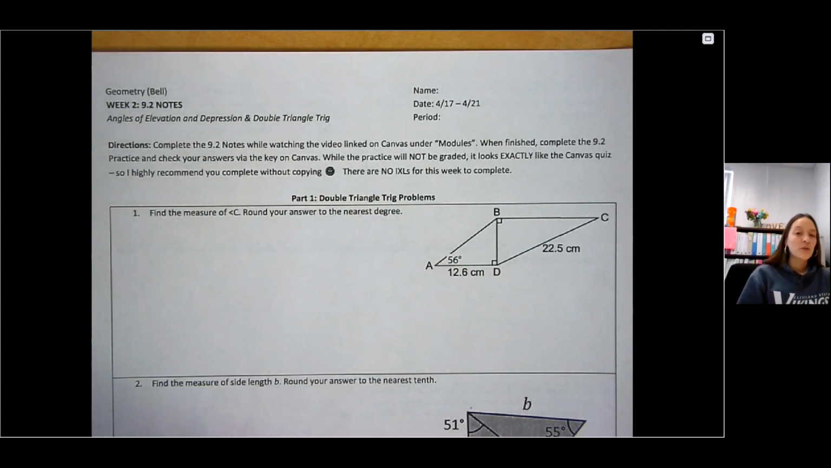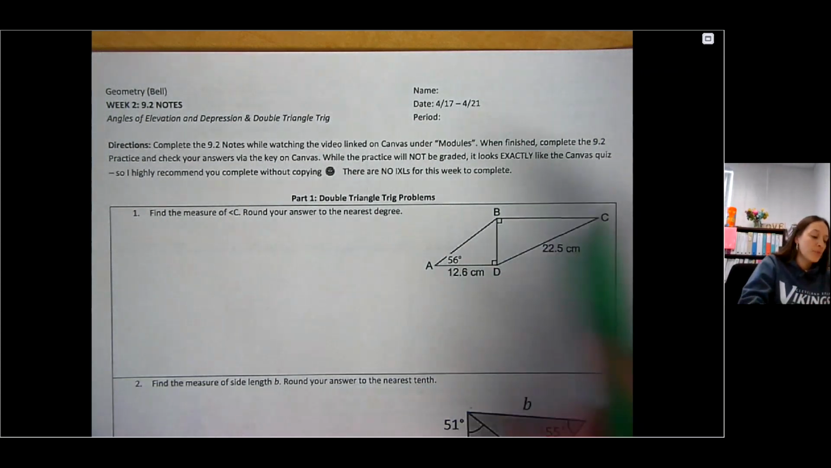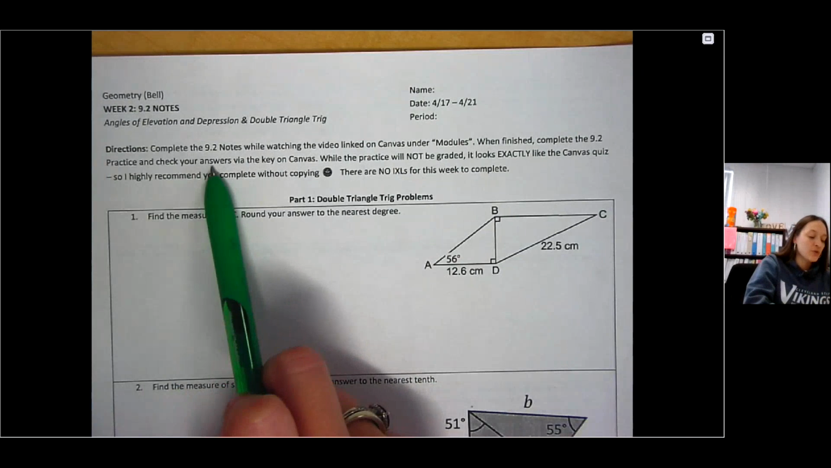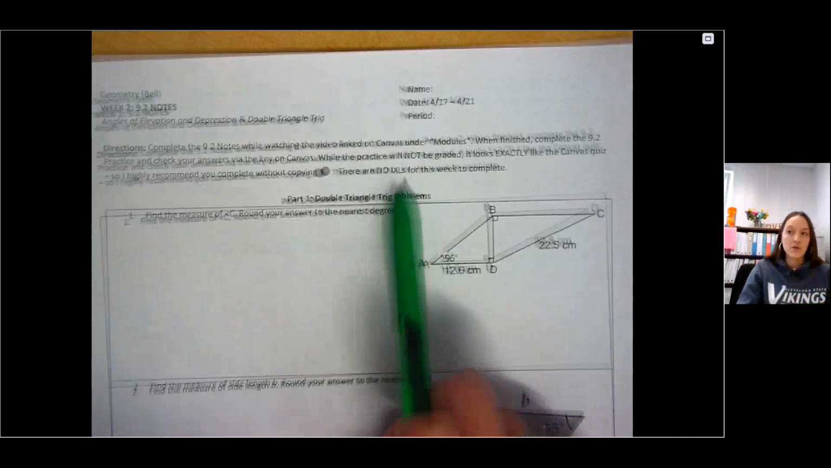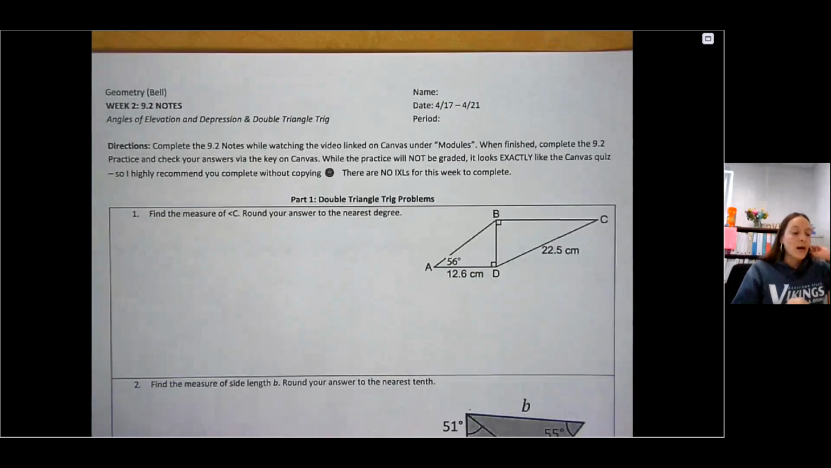So you're going to watch the video, you're going to take these notes. When you're done, you're going to complete a worksheet that's a 9.2 practice worksheet, and you're going to check your answers with mine on Canvas. There is not going to be any IXLs this week because there are no word problems on IXL. The practice itself is not going to be graded, but I'm going to highly suggest that you attempt it and do it without looking at the answers on Canvas, because when you go to take your quiz at the end of the week, it does look exactly the same. So it's just some good practice to make sure you understand it before you get to the quiz.